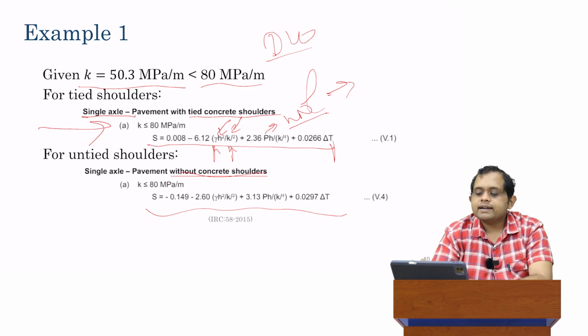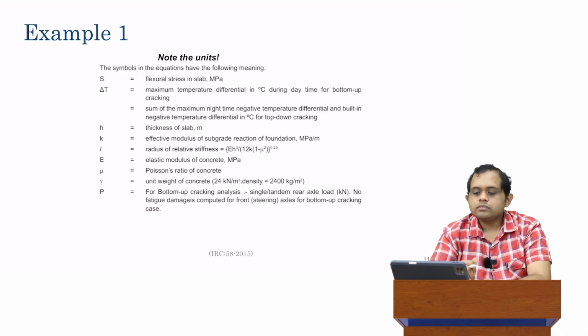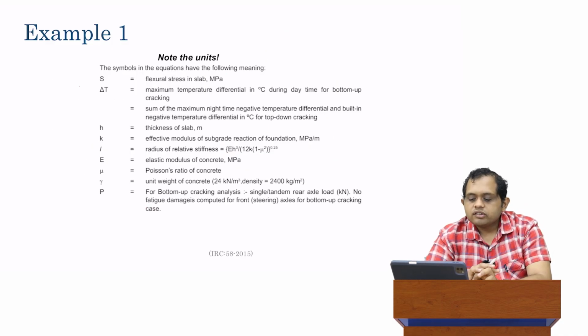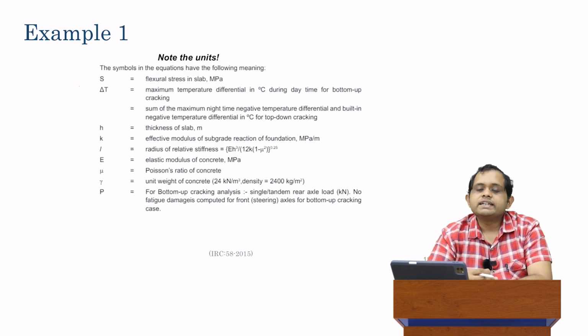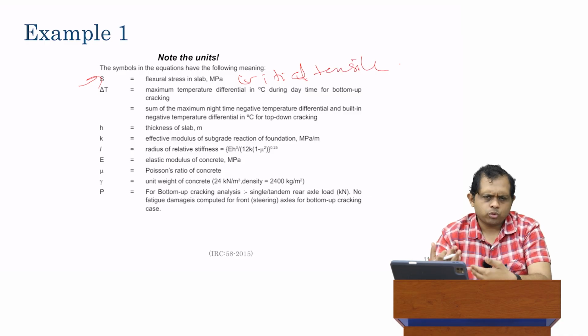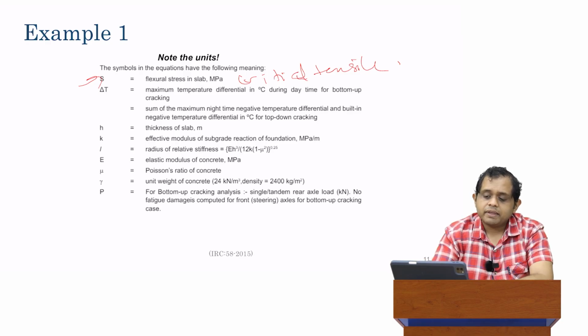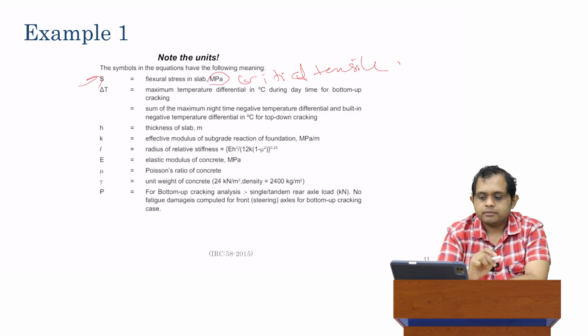HKL we already talked about. Delta T was this value which we just got. These are the equations for bottom-up cracking, another set of equations to use for top-down cracking. Now, let's look at the units. This is a very, very important slide. So I'm going to go through in a little bit of excruciating detail over here because the most common error you can make is to use the wrong set of units. So S is the flexural stress in the slab. This is actually the critical tensile flexural stress. Flexural stress can be both compressive and tensile. We are interested in tensile. So this is the critical tensile flexural stress in the slab. It is in megapascals. Keep that in mind.